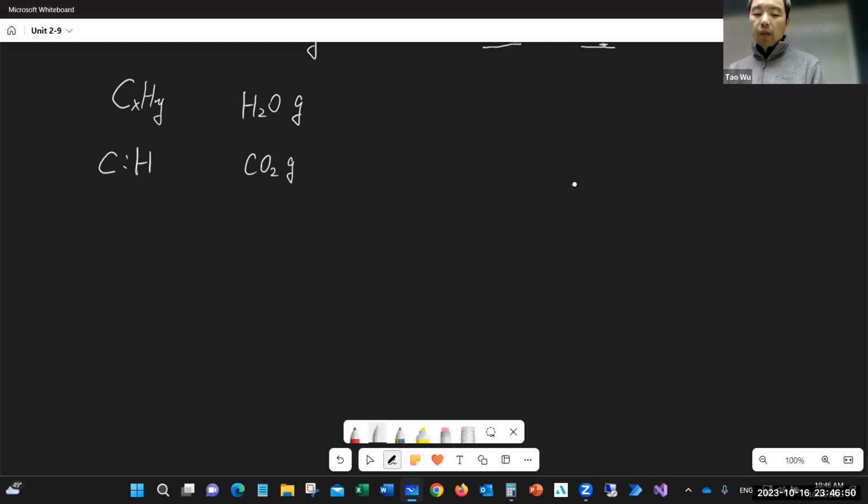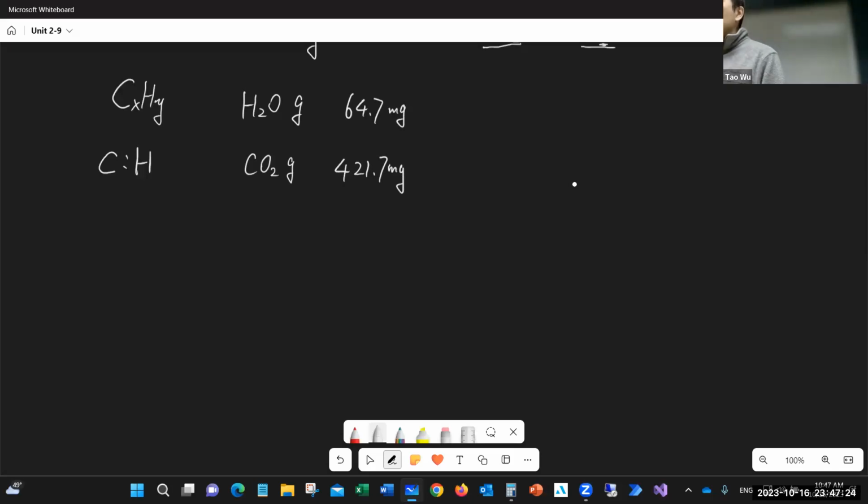So here, 122.3 milligram didn't do anything over here. It didn't do anything, okay? We just need to know the mass of the CO2 and the mass of water, that's it. The mass of the CO2 is 421.7 milligram, and the water is 64.7 milligram. So we have the mass of the water and the mass of the CO2.